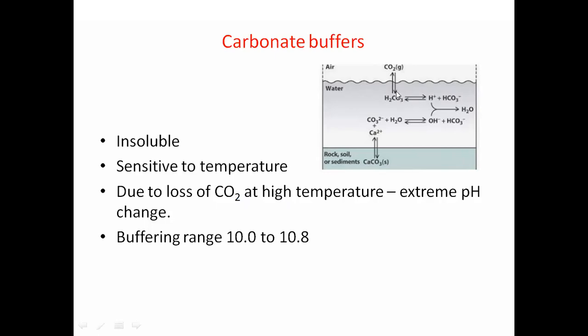When the carbon dioxide molecule itself comes out of the system, there is an extreme pH change. The pH change is very high when you raise the temperature, and because of this it loses its reliability on the pH. It is able to buffer in the range 10.0 to 10.8. So that is about the carbonate buffer.